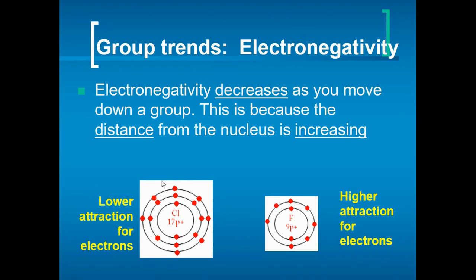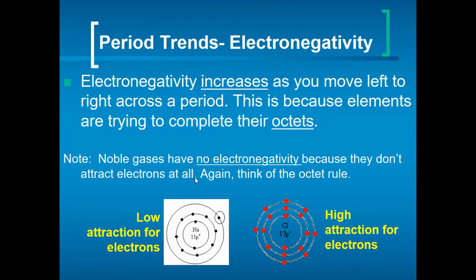Okay, now let's talk about across the periodic table. Remember, we told you fluorine is the most electronegative, so we're going to be moving to the right. As you move to the right, your electronegativity increases across a period. And this is because the goal of these atoms is to become an octet. So the closer you are to becoming an octet, the more electronegative you are.